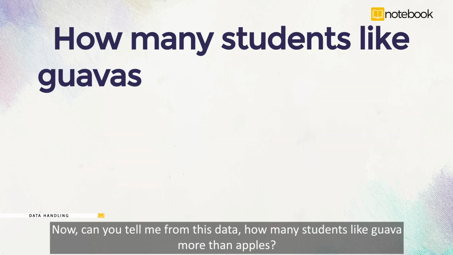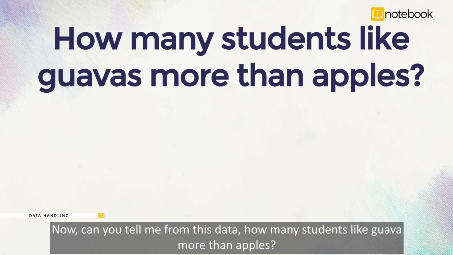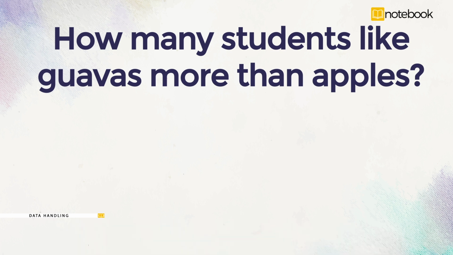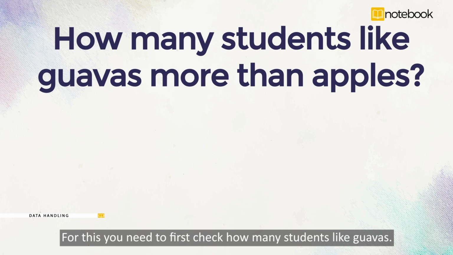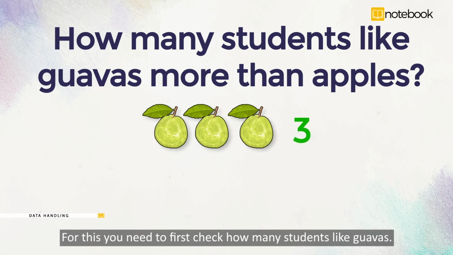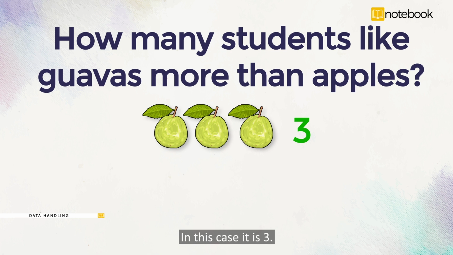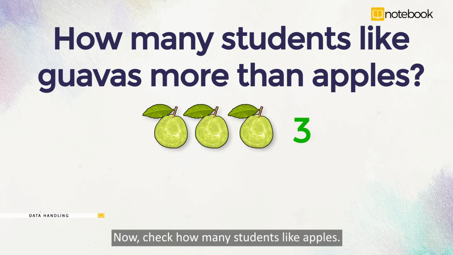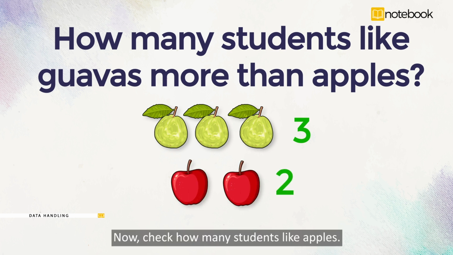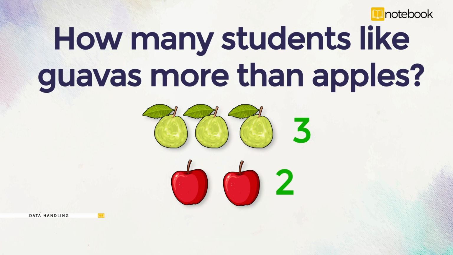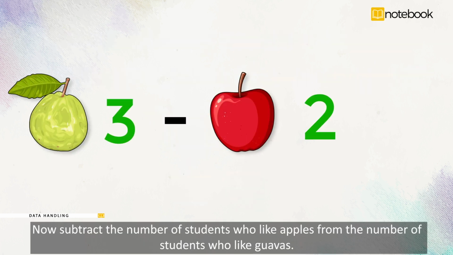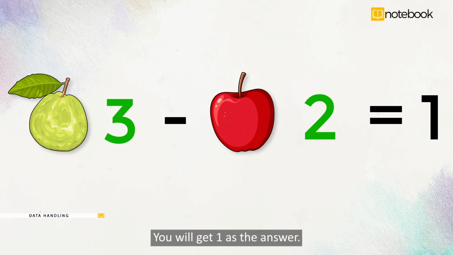Now, can you tell me from this data how many students like guava more than apples? For this, you need to first check how many students like guavas. In this case, it is 3. Now check how many students like apples. Here it is 2. Now subtract the number of students who like apples from the number of students who like guavas. You will get 1 as the answer. So 1 student likes guavas more than apples.